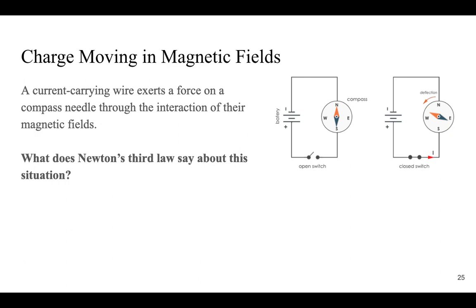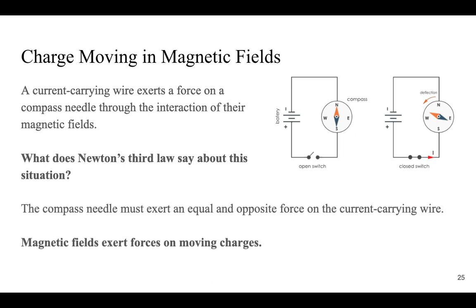So what Ørsted discovered, moving charge. So you've got a current near a compass, it's going to deflect the compass needle. So we would say that the current carrying wire exerts a force on the compass needle through the interaction of their magnetic fields. So they're not actually touching, it is force at a distance. It's through their interaction of the magnetic fields. So current carrying wire exerts force on compass needle. What would Newton's third law say about this? Well, it would say the compass needle must exert an equal and opposite force back on the current carrying wire.